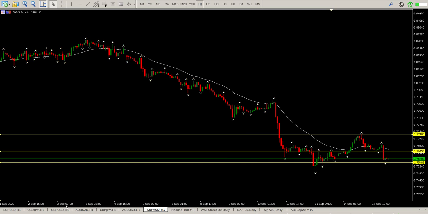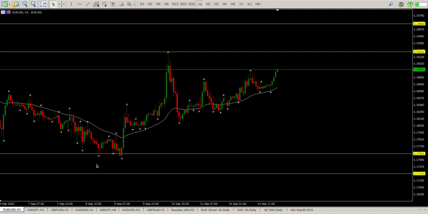I think the dollar is starting to pick up some steam. If we just get back to the euro dollar, the dollar is getting weakened at the moment, which is in line with what's happening on the indexes right now. So far, everything is going according to plan.